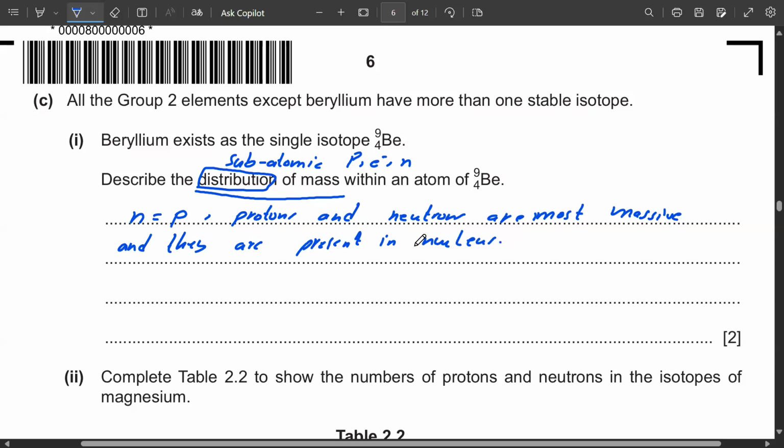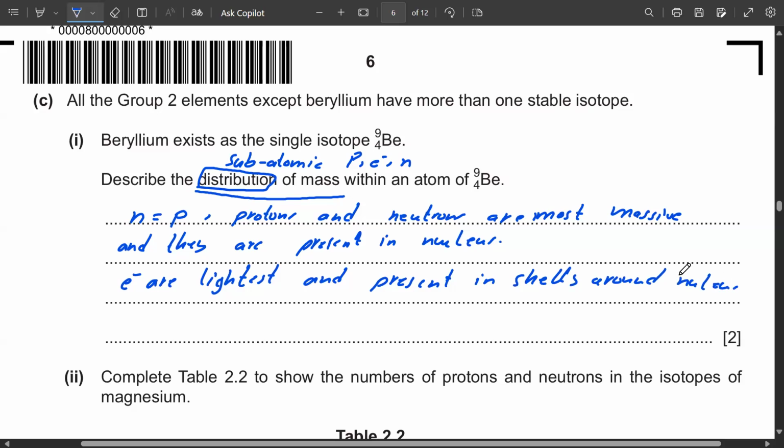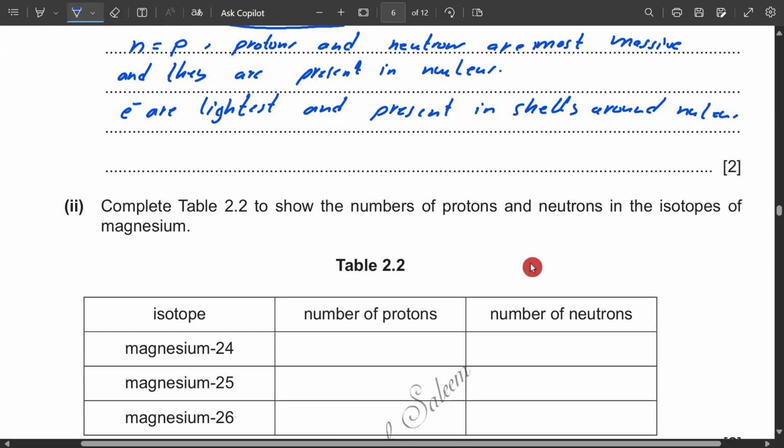Then about the electron. The electrons are the lightest. They are lightest and present in shells around the nucleus. So that's how we tell how the mass is distributed.